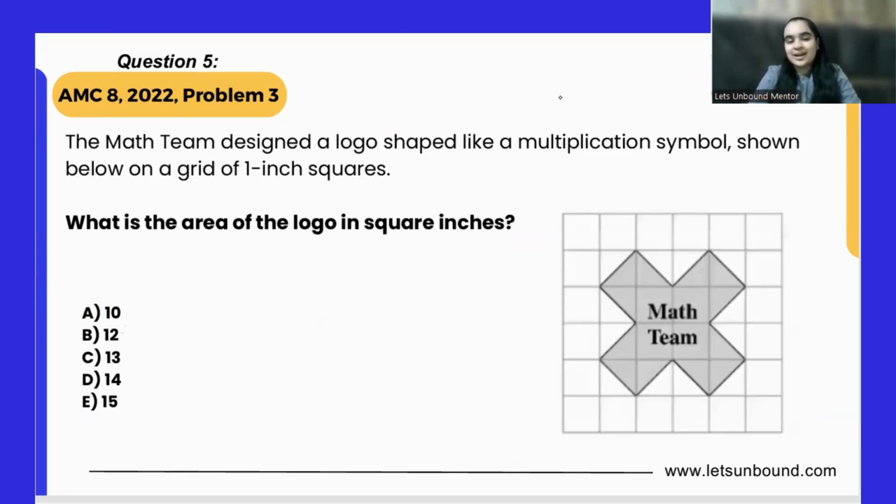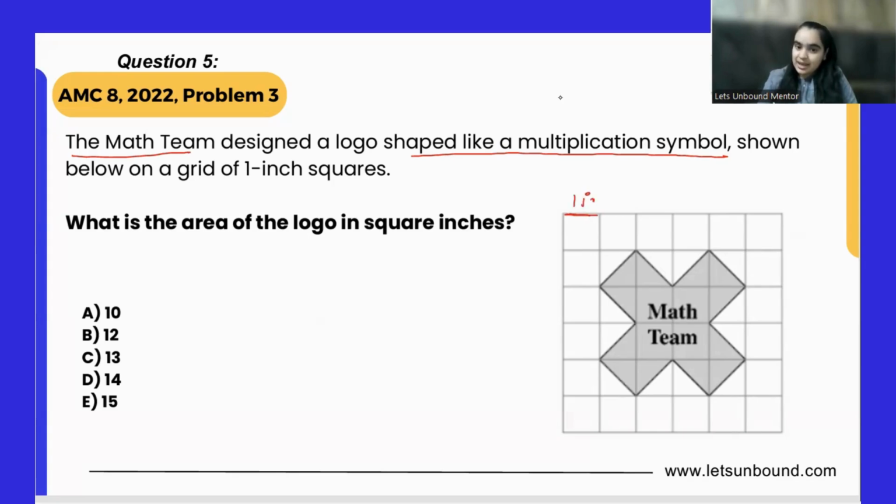Now, moving on to our last question, that is problem 3, which came in the 2022 exam. Okay, so let's see, a very interesting and easy question again. The math team designed a logo shaped like a multiplication symbol. We can see over here, there is a multiplication sign, but actually it's a logo. The math team designed a logo shaped like a multiplication symbol shown below on a grid of 1 inch squares.